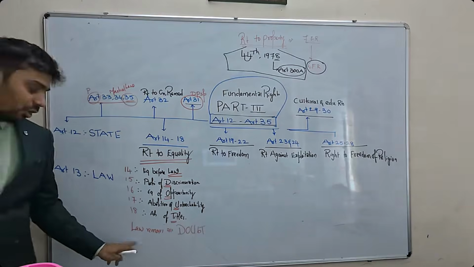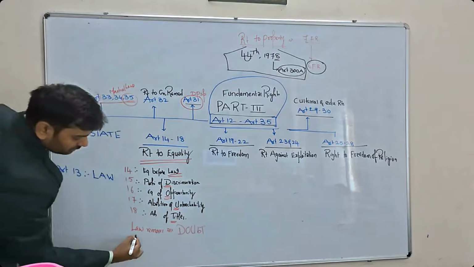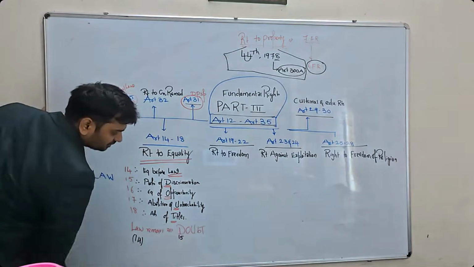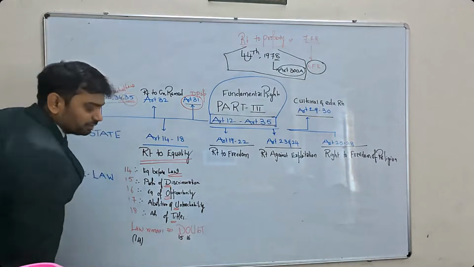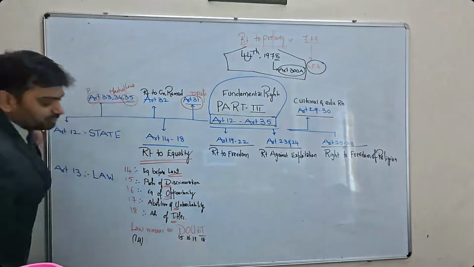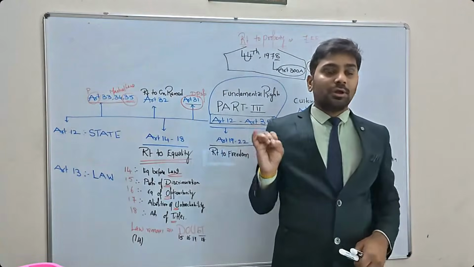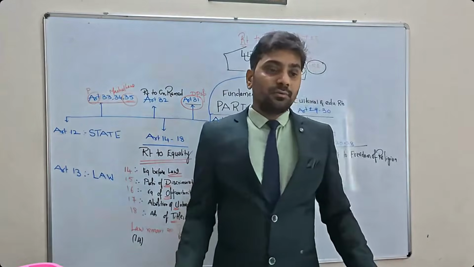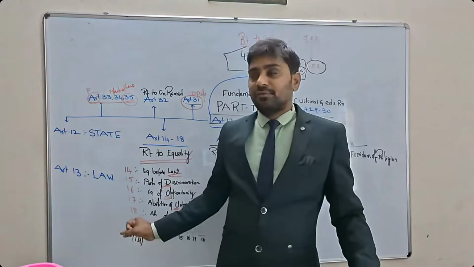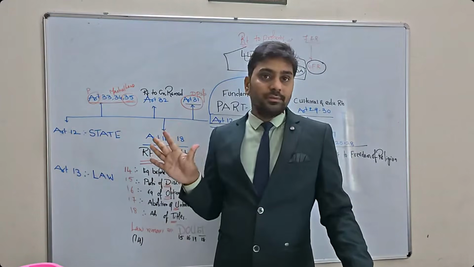So this is the first thing. Law: Article 14 is law. 15 is prohibition of discrimination. 16 is equality of opportunities, 17 is abolition of untouchability, 18 is abolition of titles. You have to remember all this. Law removes all doubt. Article 14 says what? Equality before law. And then 15, 16, 17, 18. DOUBT.